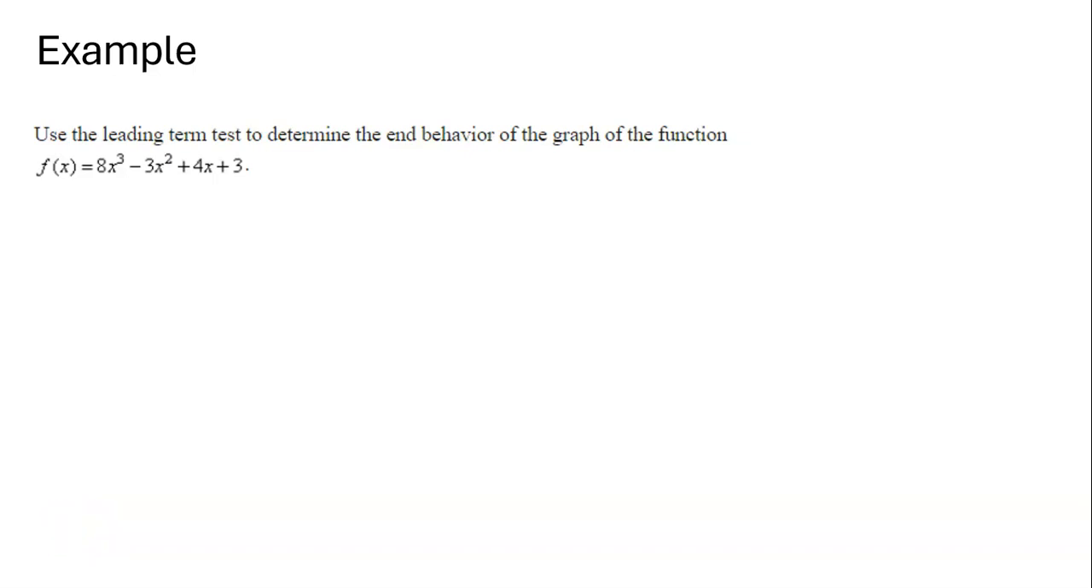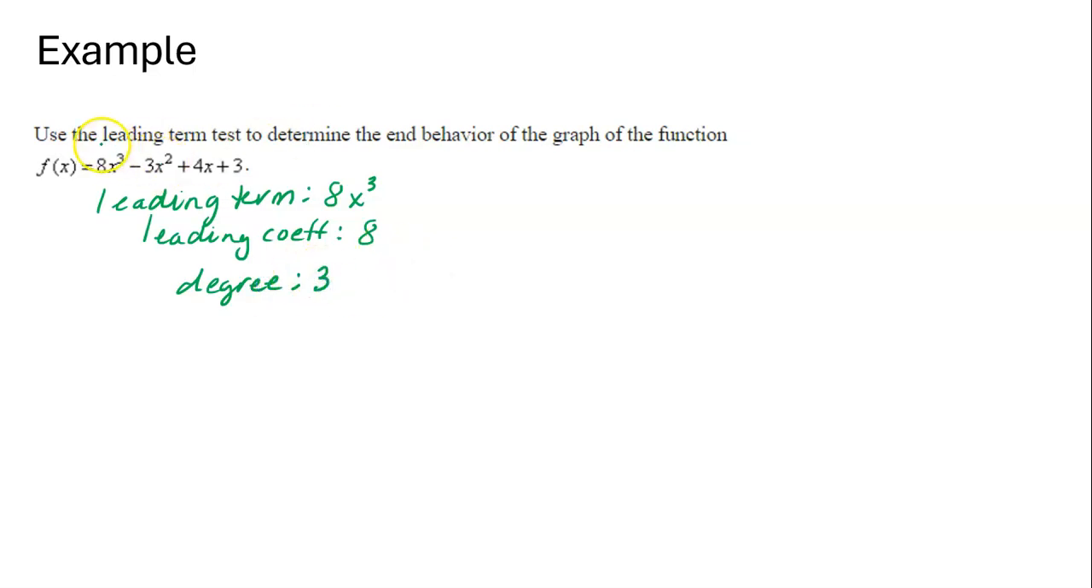Example. It says, using the leading term test, determine the end behavior of the graph. Okay, so my leading term is 8x cubed. My leading coefficient is 8. And my degree is 3. All from right here. Okay, so if I look at the notes, we know that this is an odd degree function.